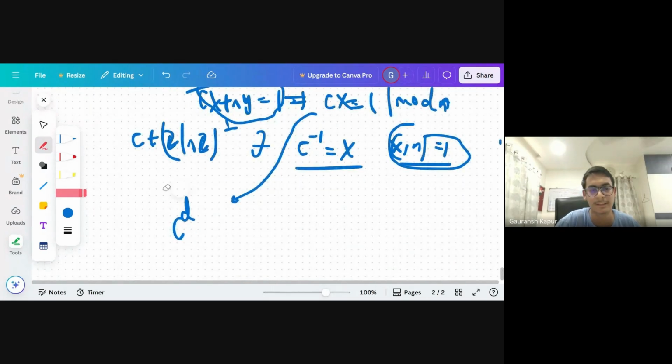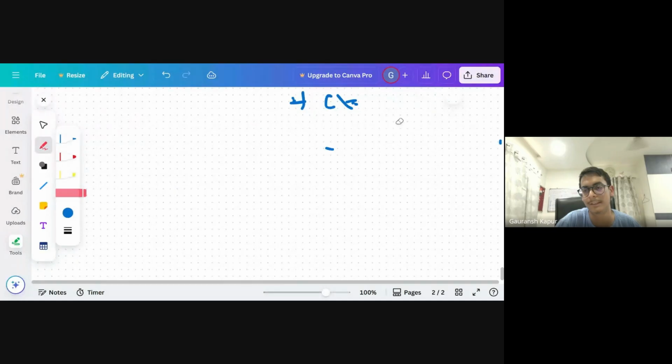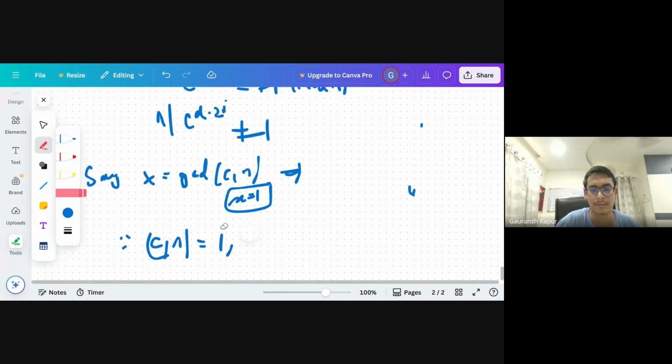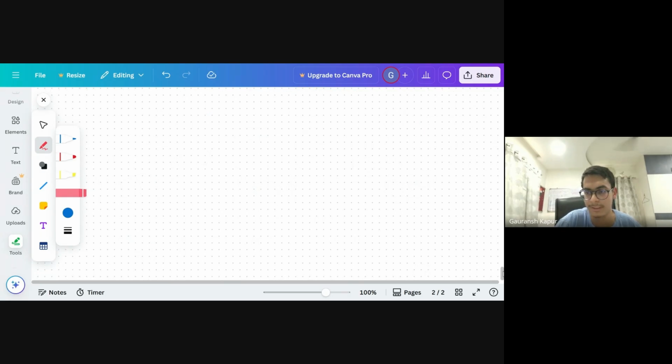So I think you all get it. Cx is 1 mod n, so if you raise both sides to the power of d times 2 power j, then you can check that x is also in the set G, and therefore the set G is closed under multiplication, is associative, every element has a multiplicative inverse, and there is an identity. So therefore the set G is a group.